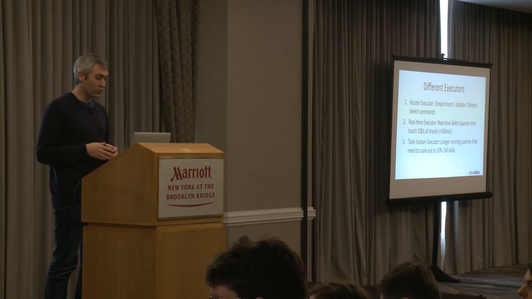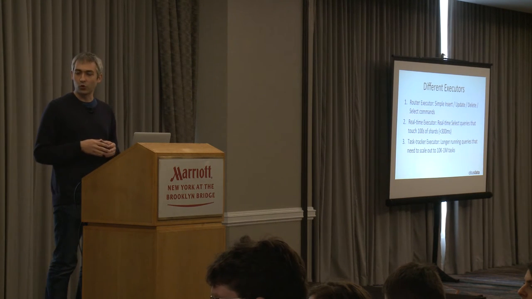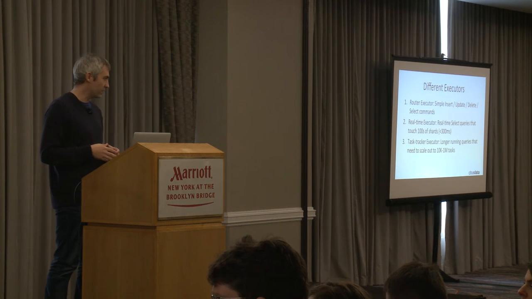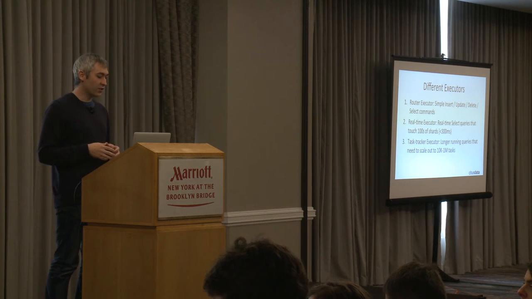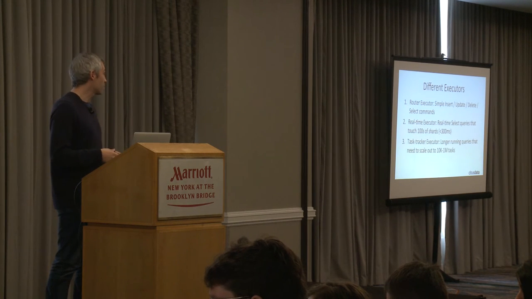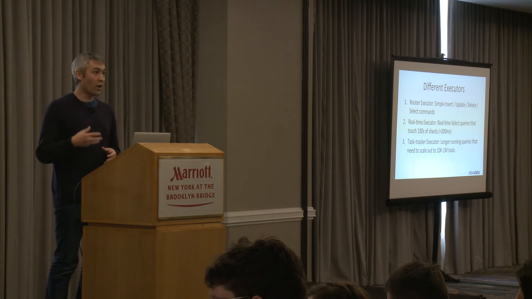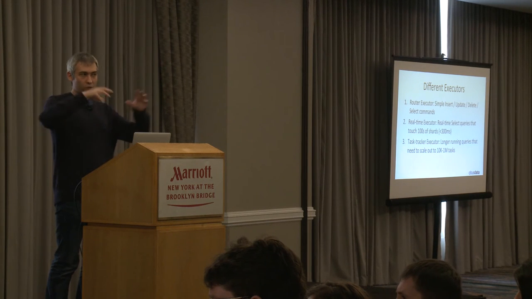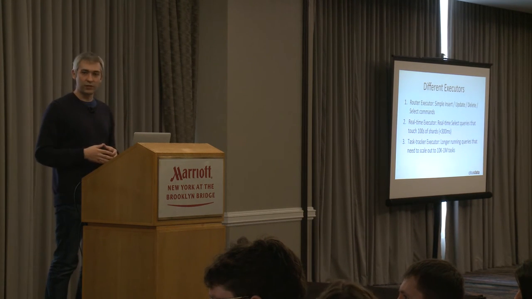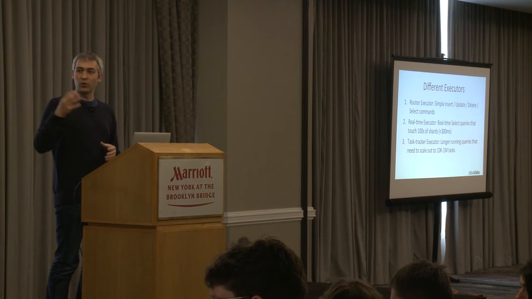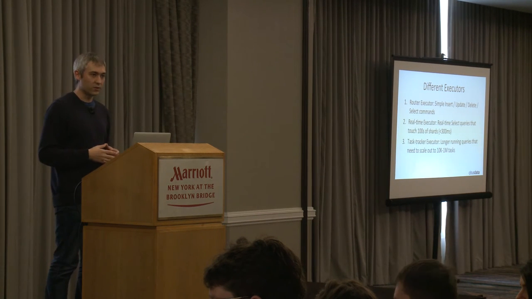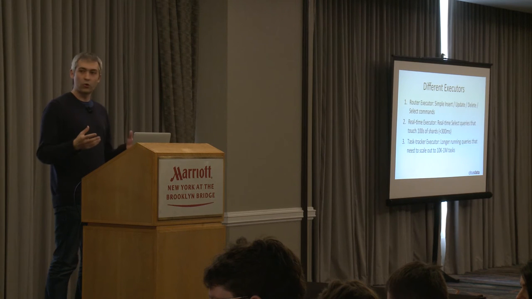The real-time executor handles select queries that need to execute in under a second or in under several hundred milliseconds. And the task tracker executor runs queries that get parallelized to hundreds of thousands to millions of tasks. So we don't have one executor for all the different workloads that relational databases support, but instead, the query drops into one of these three executors. Any questions?